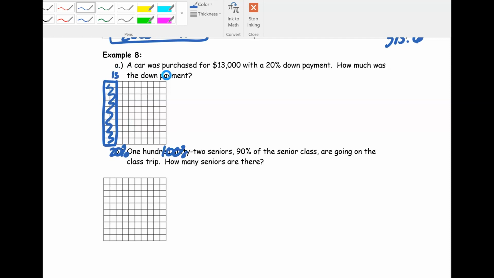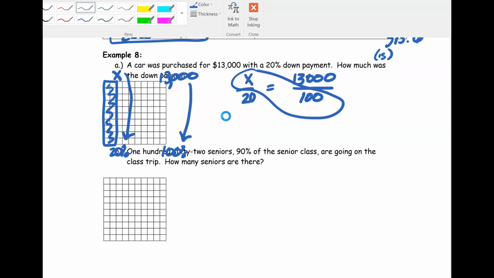And then is over of, you can think of those on the top. So a car was purchased for $13,000 with a 20% down payment. How much was, which is the same thing as is, it's just past tense, the down payment. So we don't know what the down payment is, that goes with the 20%, but I do know that total the car was $13,000. So this is how I can do it, and then I can make my proportion from there. So x over 20 equals 13,000 over 100, and then I can cross multiply. x times 100 equals 20 times 13,000.